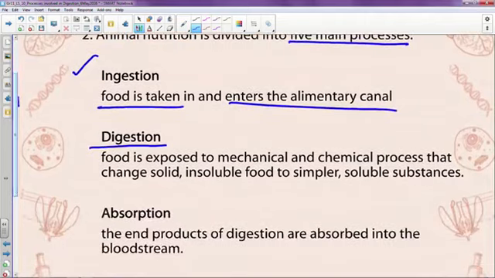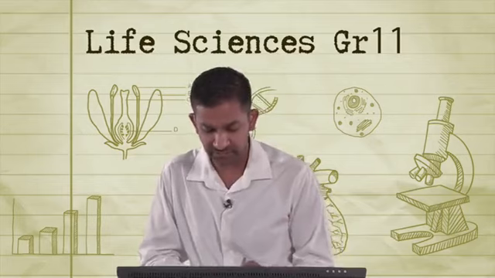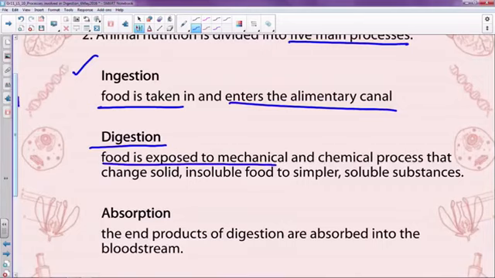So the first process of digestion starts in the mouth, where we have mechanical digestion or the chewing of food, and that's essentially to break down the food. So the food is exposed to mechanical digestion and chemical processes that change the solid insoluble food into simple soluble substances.